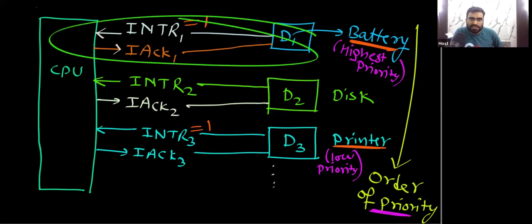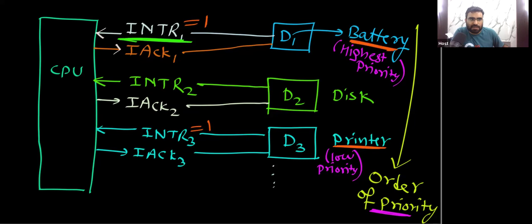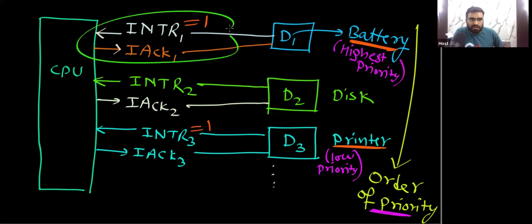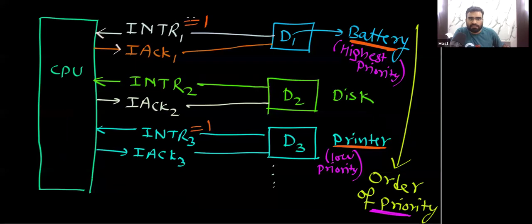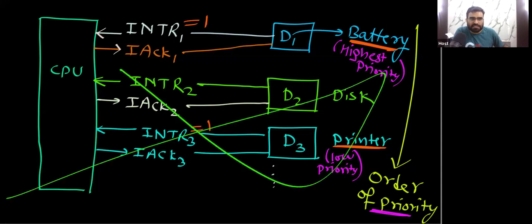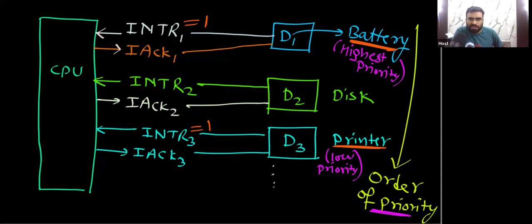The CPU will first check this interrupt request pin. If this pin is 1, will the CPU check the remaining? No, the CPU will not check the remaining, because this is the highest priority. This battery already has the highest priority. So if this INTR1 pin is 1, meaning the battery has already sent the interrupt request, then the CPU will not check these. The CPU will just check this and service it.